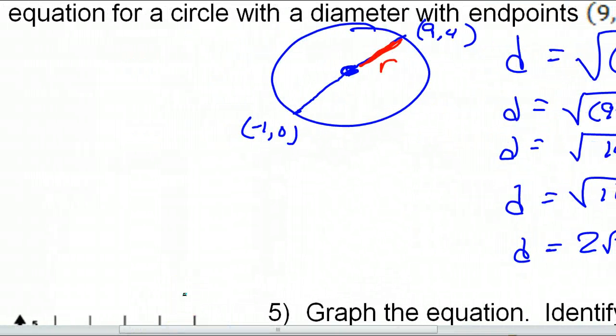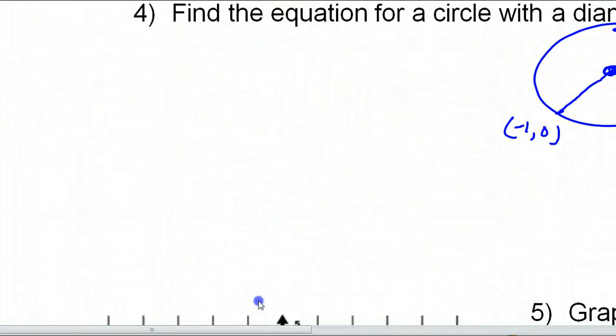But wait, so back to what Maddie was saying, okay? Maddie was saying something about needing the what? What did you say? The midpoint. We need the midpoint, okay? Because the midpoint will be the center of this circle, and we need that for the h and the k. So we have the radius now. Let's find the midpoint.